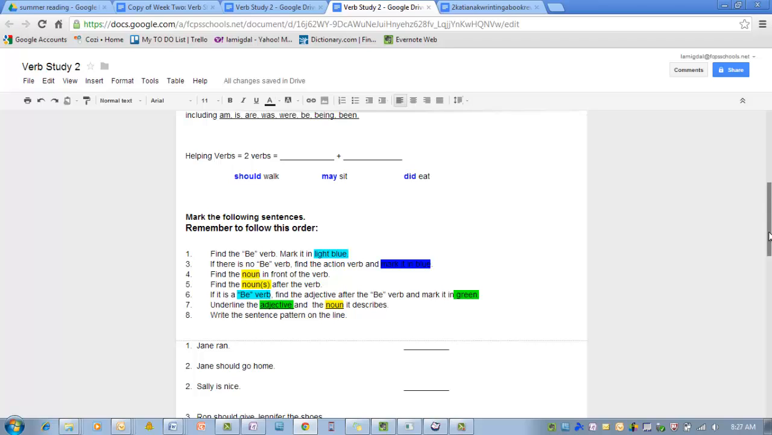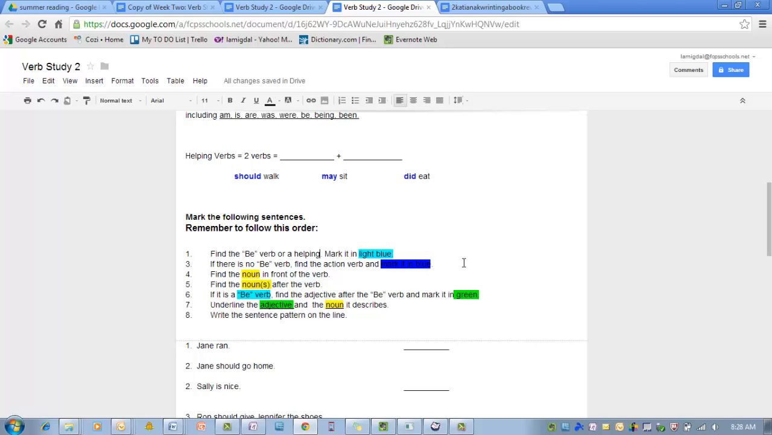And so let's go over the directions. It says mark the following sentences. Remember to follow this order. Find the be verb, mark it in light blue. Now remember, not every sentence is going to have a be verb, but we always try to look for it first. If there's a be verb or a helping verb, let's mark it in light blue. If there's no be verb, find the action verb and mark it in dark blue. So you might have a light blue and a dark blue. Then you're going to go find the noun in front of the verb and mark it with yellow.